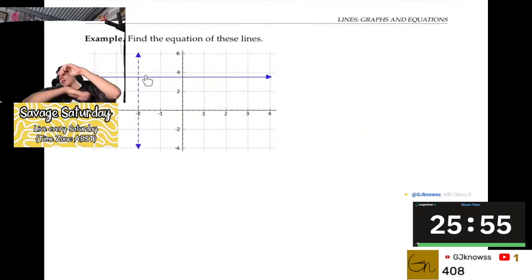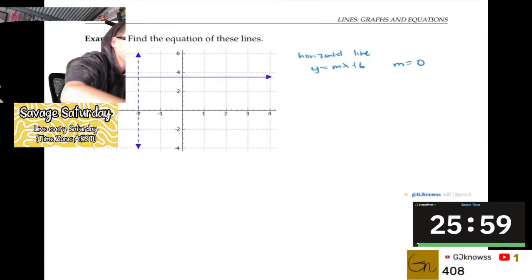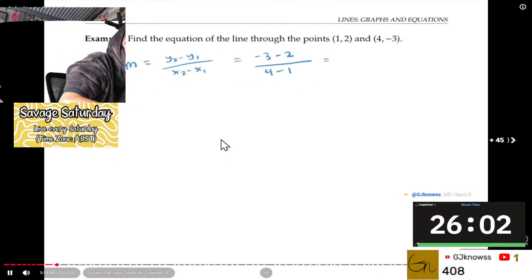Next, let's find the equation for this horizontal line. A horizontal line has slope 0, so if we think of it as y equals mx plus b, that m is 0. In other words, it's just y equals b, and this is slope-intercept form.